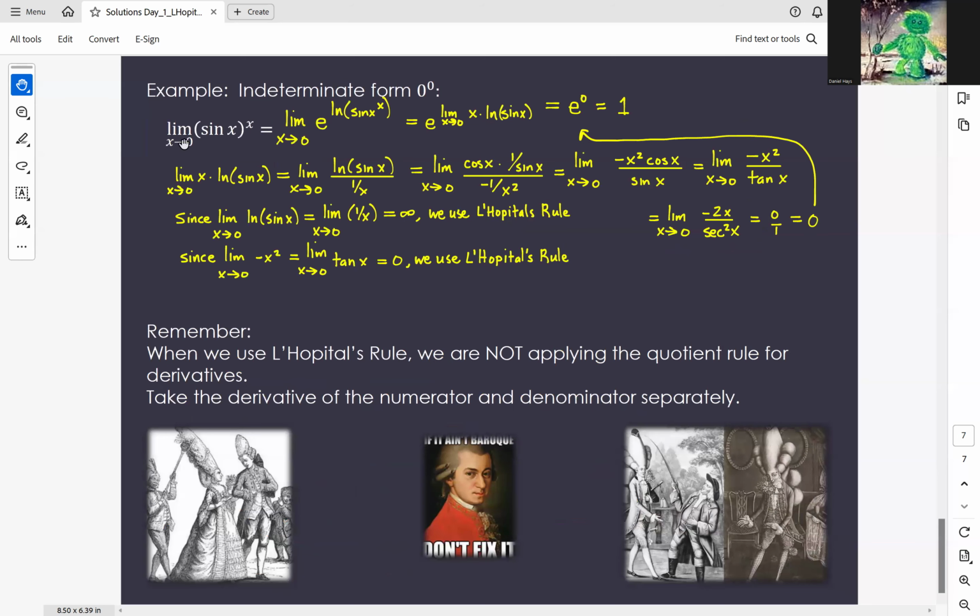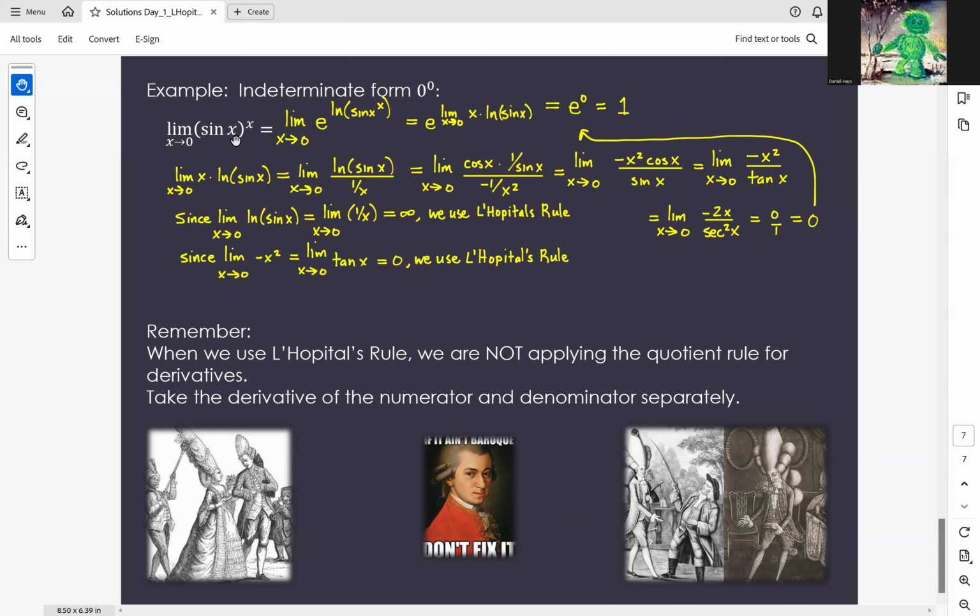All right, here we have a limit as x goes to 0 of sine of x to the x. As you're going to see very shortly, trying to plug in here gets us to an indeterminate form of 0 to the 0, which is an exponential indeterminate form. And therefore, we need to bring in both e and logs to be able to solve this one.